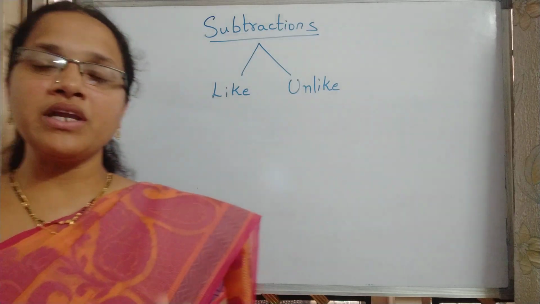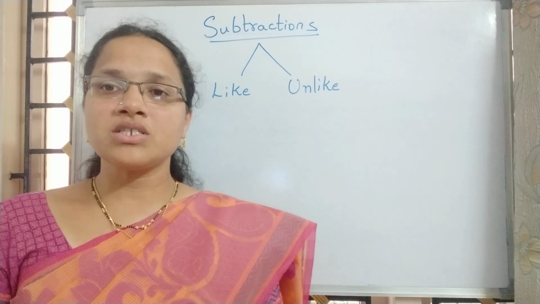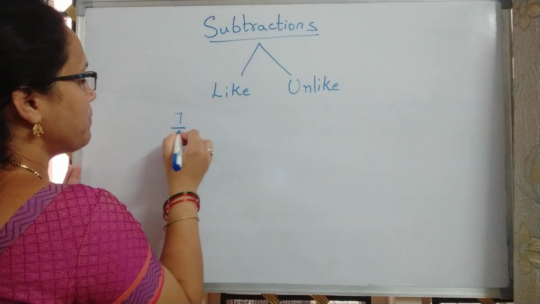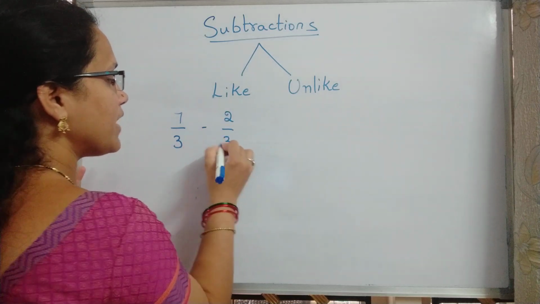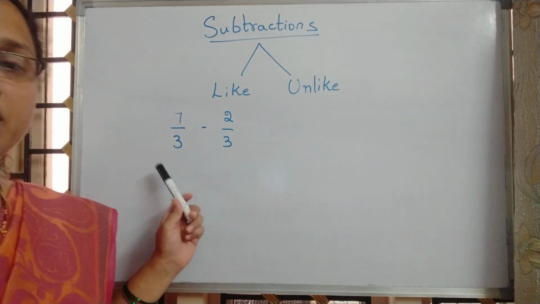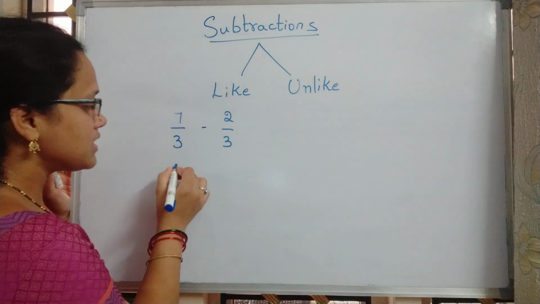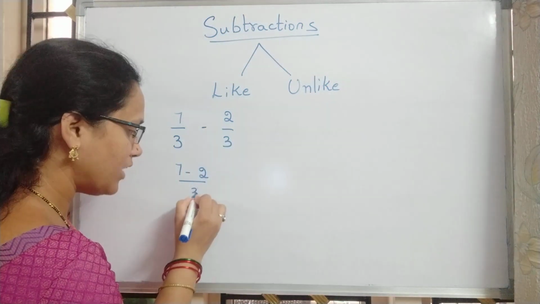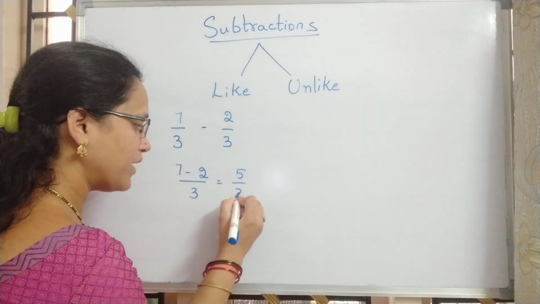As the denominators are equal, we call them like fractions. Let us take the example of like fractions: 7 by 3 minus 2 by 3. As the denominators are equal, they are like fractions, so just subtract the numerators under the common denominator. 7 minus 2 gives you 5, so 5 by 3.